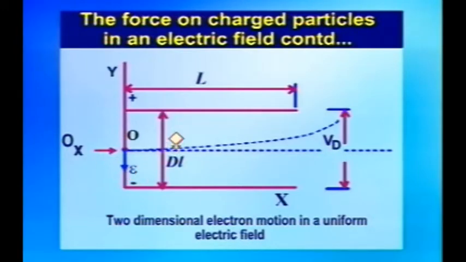The separation between these plates is given as dl, and the force is acting in the negative y direction as indicated by E here. The length of the deflection plates is shown as capital L, and the motion of the particle under the influence of this electric field is shown with a dotted line and indicated here as Vd. Now we will develop the initial conditions based on this figure.